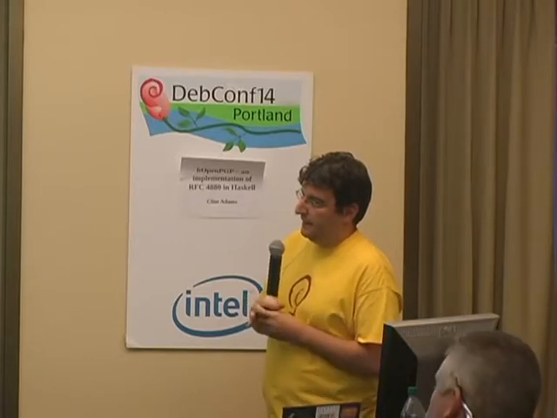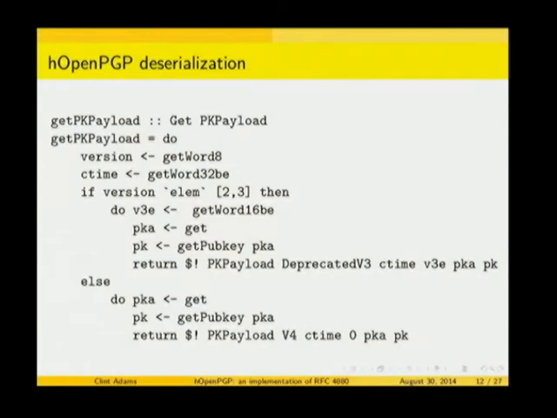So that helps produce a byte string from a key, and this is the other direction. This will parse a public key payload. So this is using the serial library, and if the binary library continues to improve, it might be good to switch to that instead.